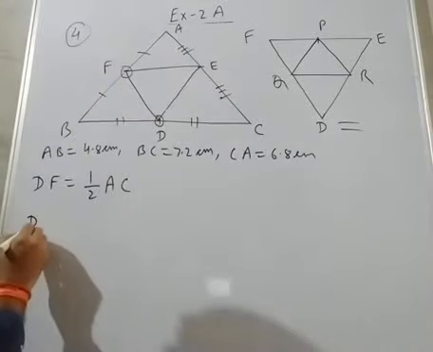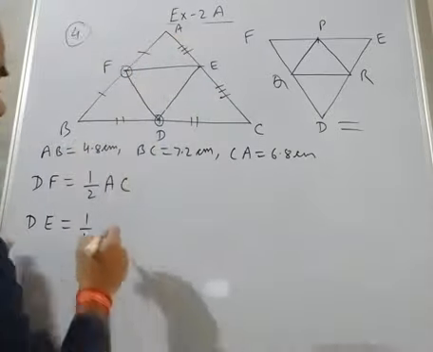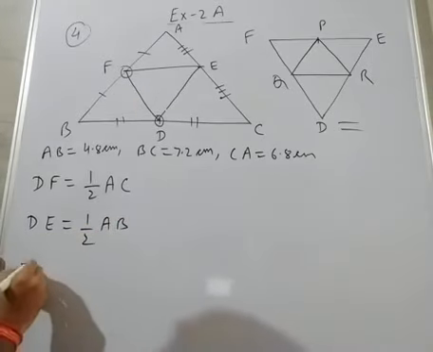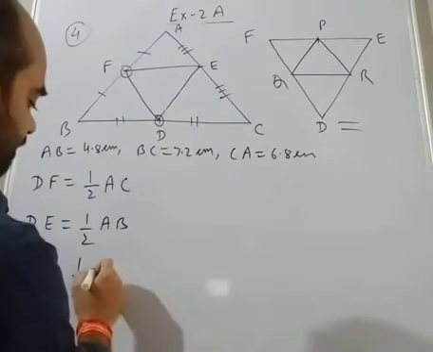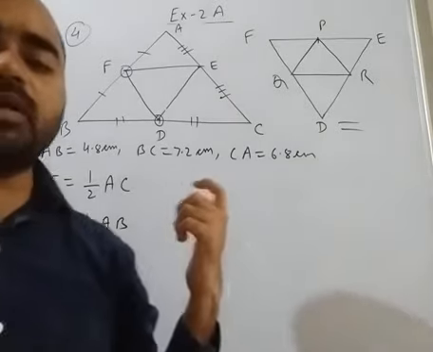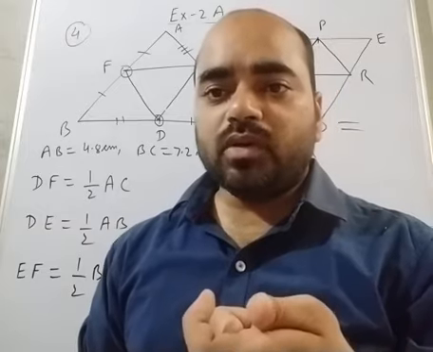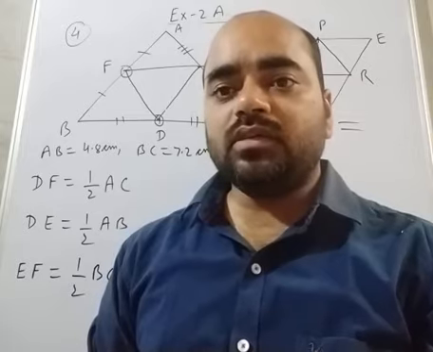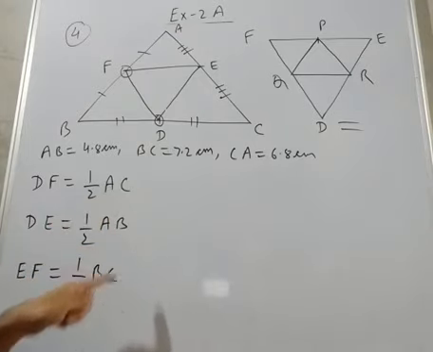Similarly, DE is equal to half of AB. Correct? And last, EF is equal to half of BC, all by the midpoint theorem. Correct? By the midpoint theorem, if we join two midpoints of two sides in a triangle, that will be equal to half of the third side. Correct? Now all values are given: AC, AB, BC. We can find DF, DE and EF.